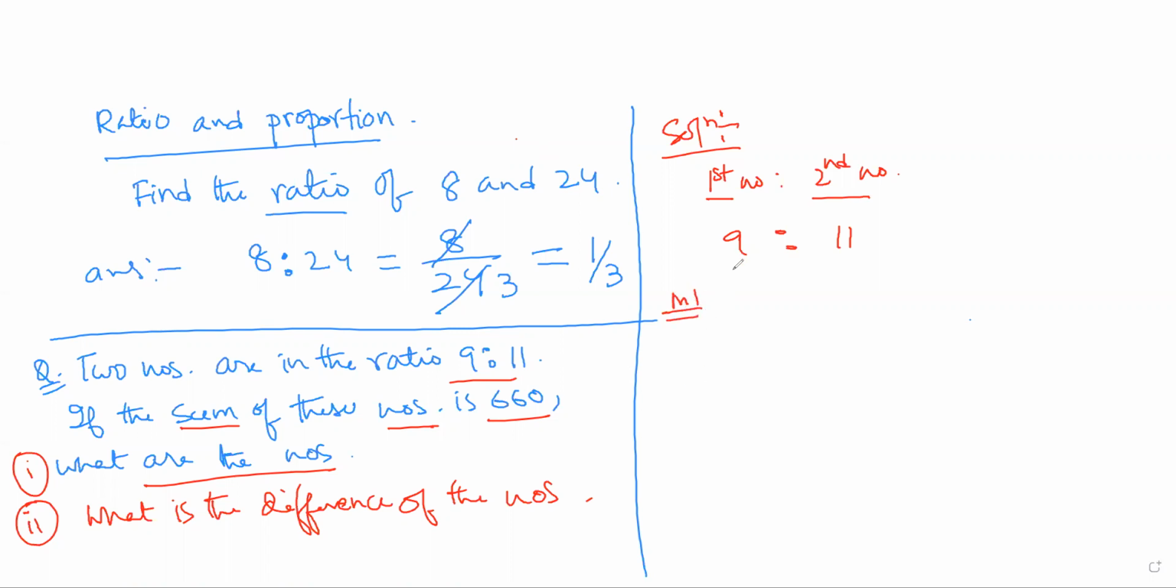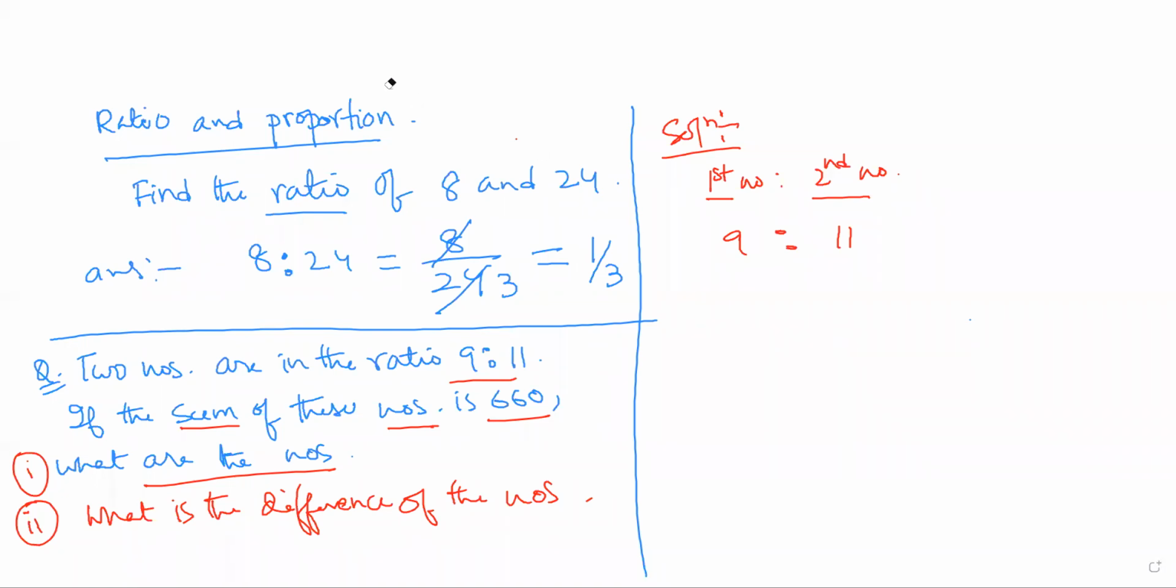Method one: we take the first number as 9x, second number as 11x. Then you do it like this, and from here you find x. That is one method. Now let me do the second method, which is a simpler approach.